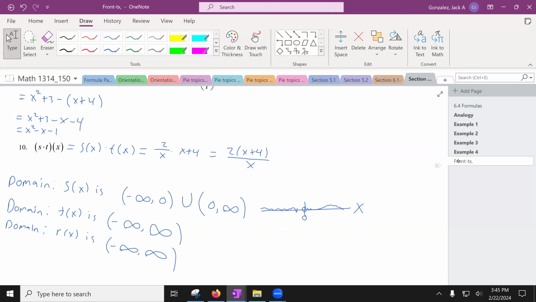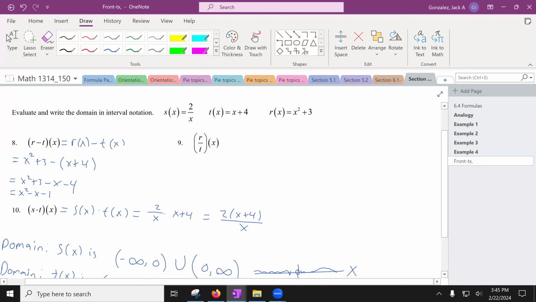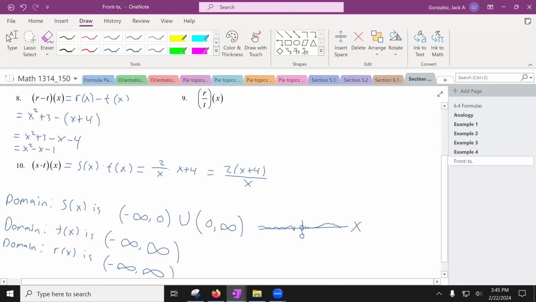Here it is. So the domain would just be these together. For 8. For 10, it'll be the domain of these two together, so it'll be the same. So what do these two have in common, S and T? Or the overlap, right? This is everything, this is everything except 0, so they overlap everywhere except 0. So you would choose this one. So this domain would be for S times T. So right here, you'd say this one.